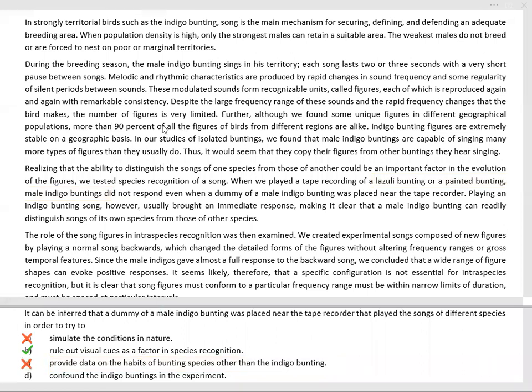So C is incorrect. Option D says, confound the indigo buntings in the experiment. Then again, this is wrong. They did not want to confound or confuse the indigo buntings. What they wanted was to check whether the indigo bunting would respond to the call of another type of bunting, which was in this case the lazuli bunting. So this is also incorrect. We can eliminate option D. The correct answer is option B.